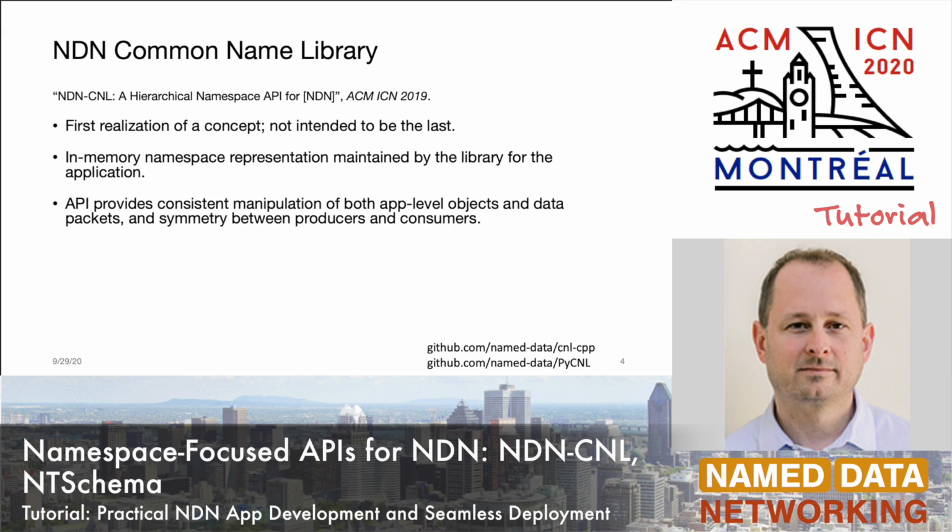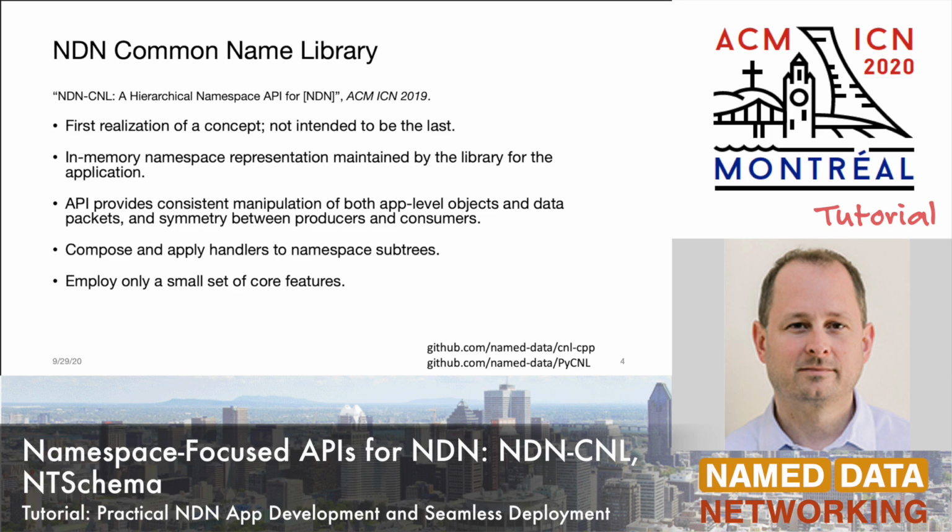And it also aims to provide the ability to manipulate app-level objects associated with prefixes all the way down to data packets, and provide some symmetry even between producers and consumers. If you think about it, producers and consumers at some point learn about names either from themselves or from others, and either create or receive data associated with those names. But there's a fair amount of symmetry: first they have a knowledge of a name, and then they either create or consume the data associated with it. CNL allows the attachment of handlers to the subtrees in the namespace that take care of the mechanics of that.